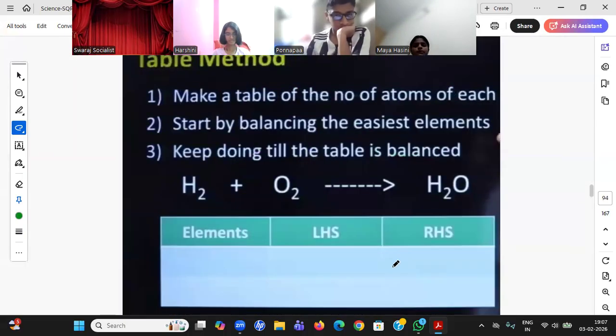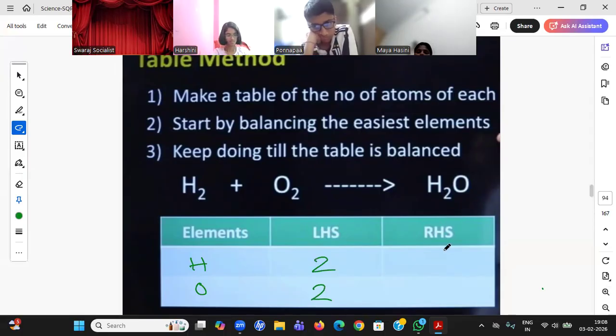Let us take this equation. I want to balance it. What to do? Make a table. I take a table and write the number of atoms on each side. So, what elements are there? Hydrogen and oxygen. How many on the left hand side? 2 hydrogen, 2 oxygen. And the right hand side?